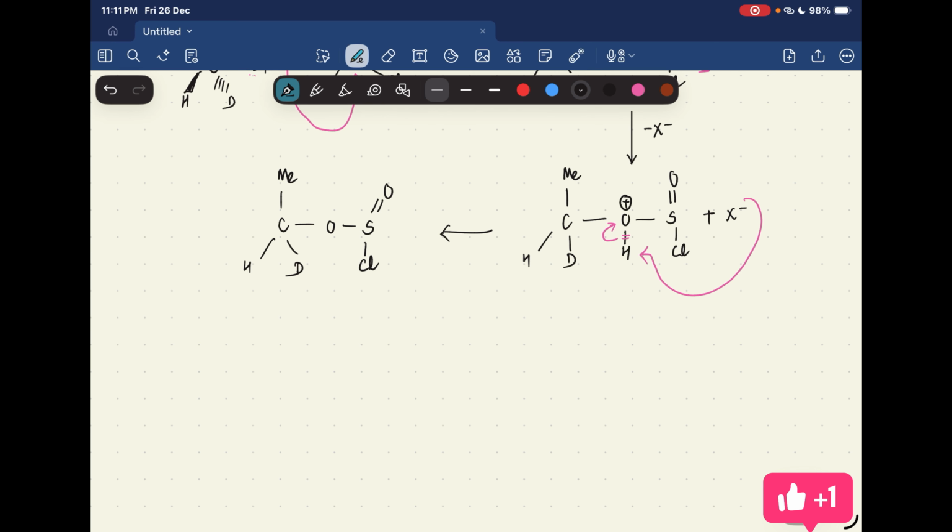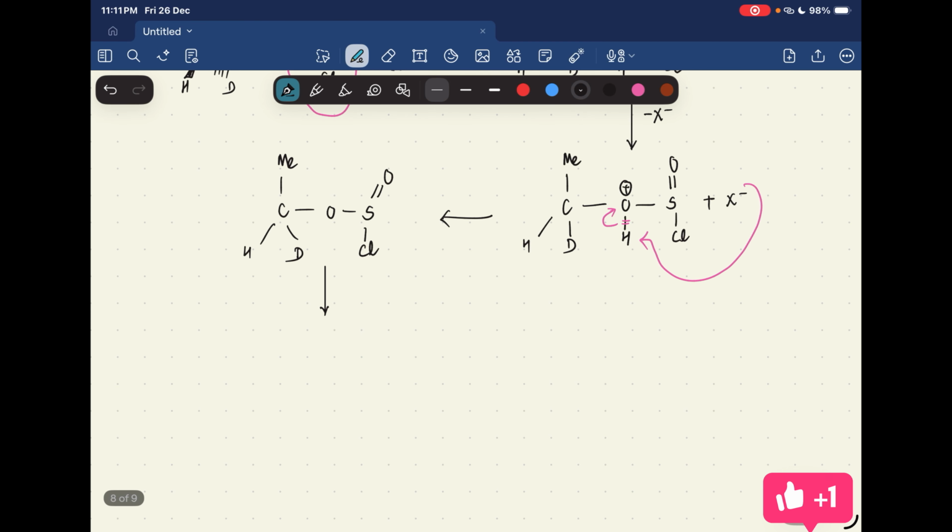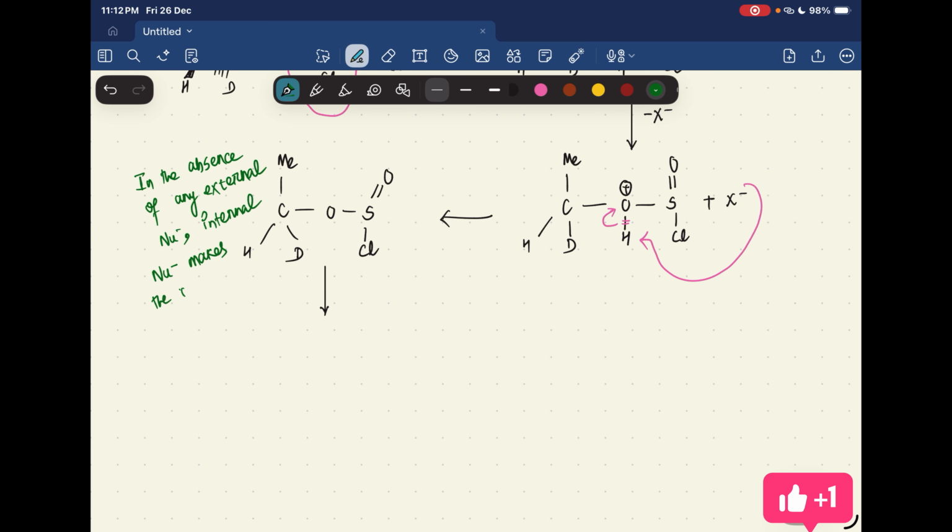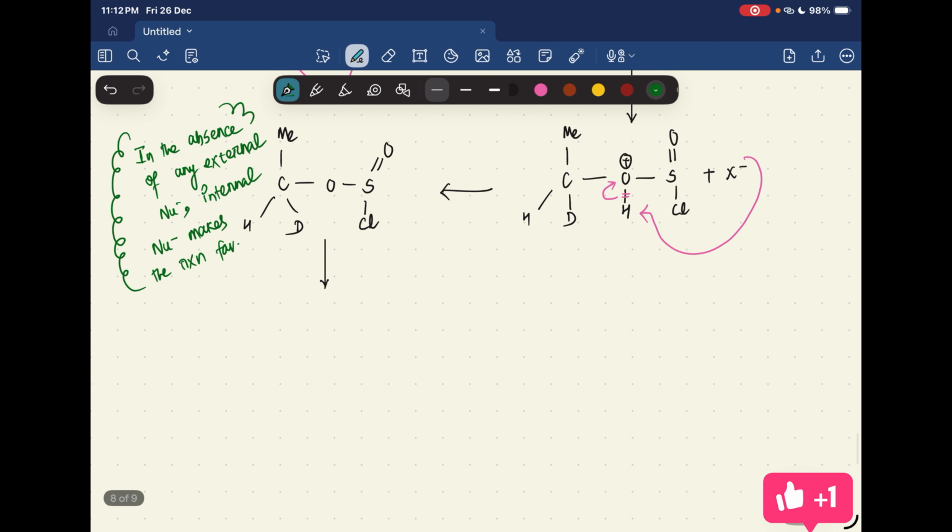Now what will happen actually? If no nucleophile comes, in the absence of an external nucleophile, we have to include this very important point: in the absence of external nucleophile, internal nucleophile makes the reaction favorable.